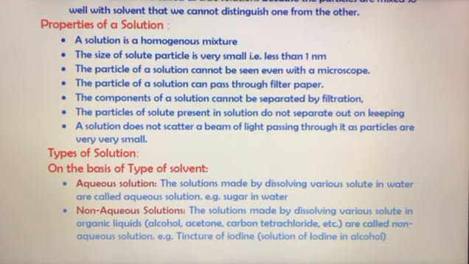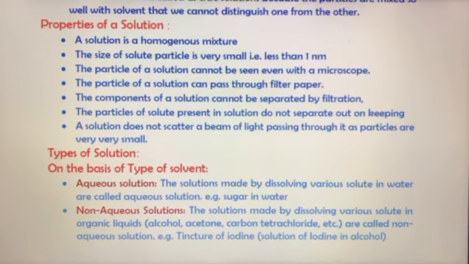The next point is that a solution does not scatter a beam of light passing through it, because its particles are very, very small. When we incident a beam of light on a true solution, the particles are so small that they are unable to scatter the beam of light. The particles are undetected by the light also. That's why we are unable to see them with a microscope. So this is also a property of a solution.